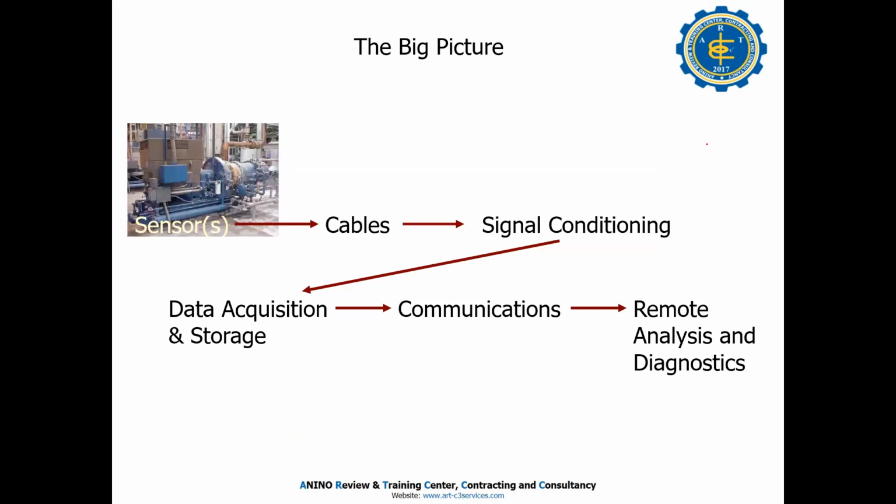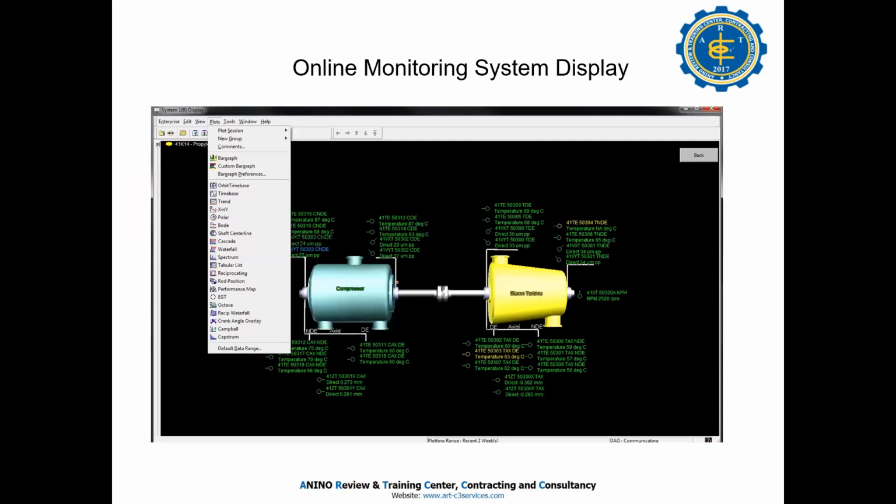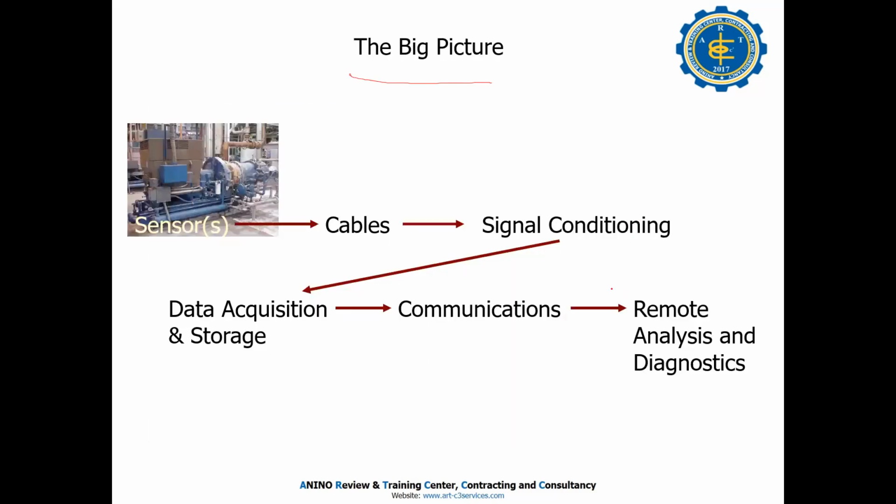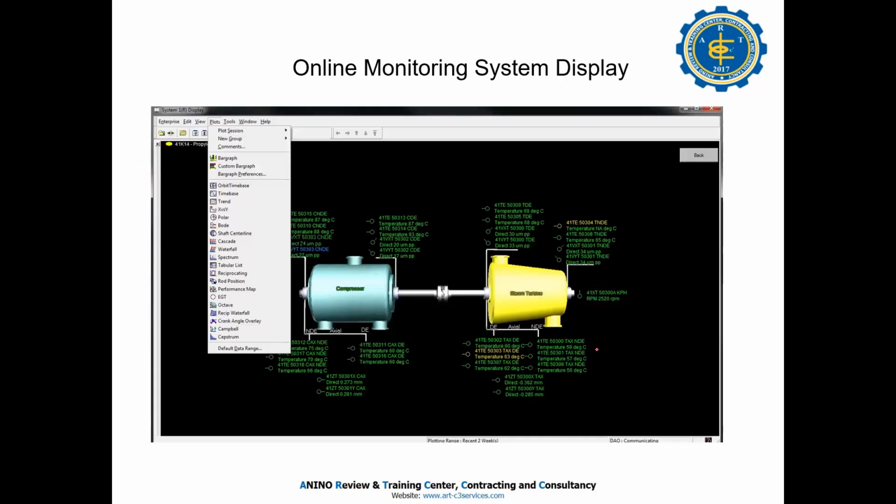So this is the picture. We have the equipment, then cables, signal conditioning, then data acquisition, communication, then remote analysis and diagnostics. This is the online system. This remote analysis and diagnostic we can find in System 1, this one, the display. So here you can analyze what is the problem.